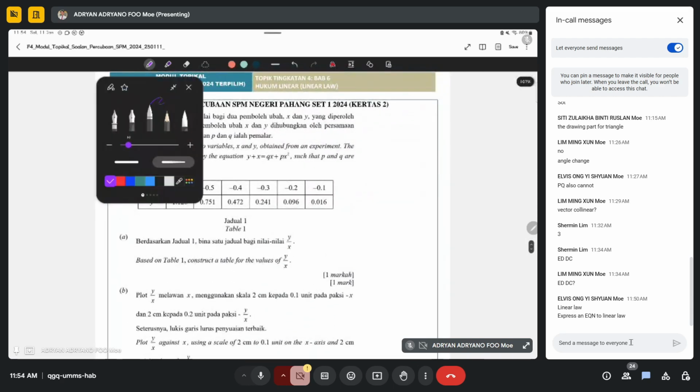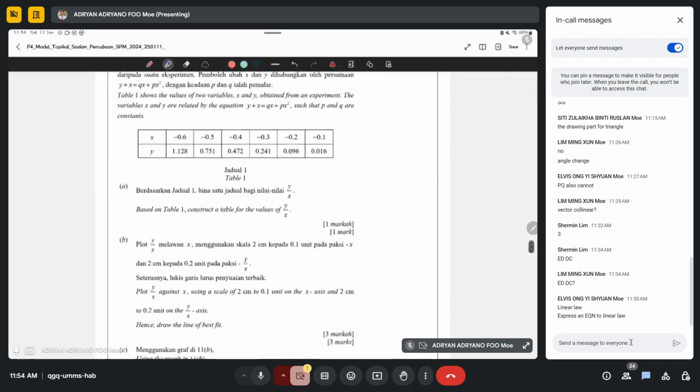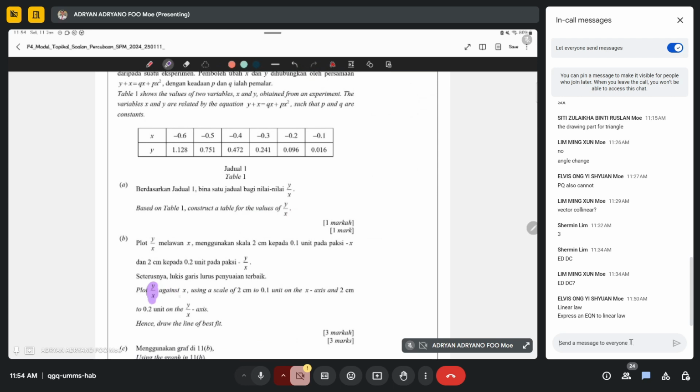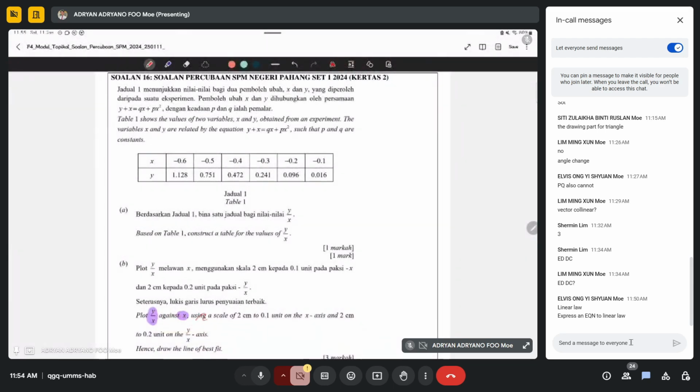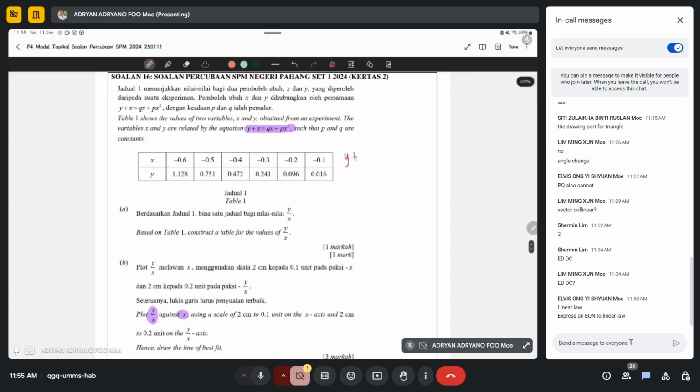This one is very easy. Based on the table, construct a table. Plot y over x against x. This is a Paper 2 question. So now we want y over x against x. Our y is y over x, and our x is x. You see the original equation: y plus x equals qx plus bx square. How do I change it to get y over x? I divide the whole thing by x. So y over x plus 1 equals q plus bx, I divide everything by x, you see? Okay, now I have y over x.